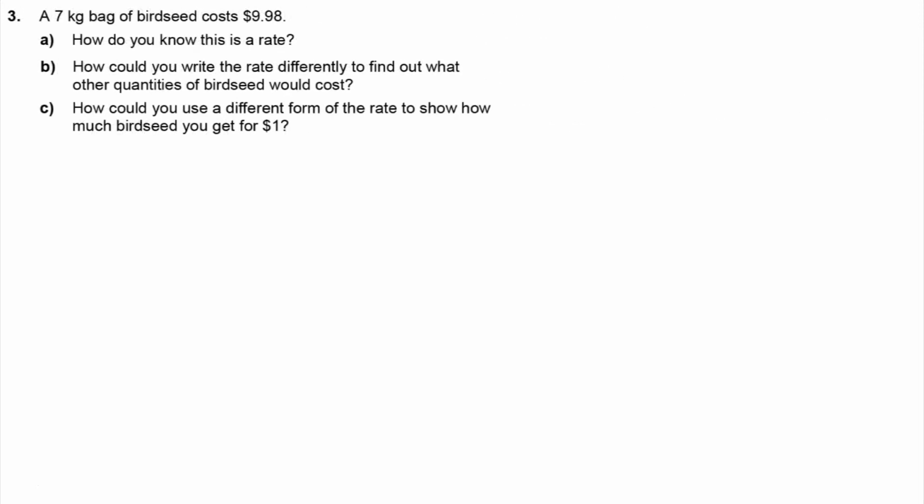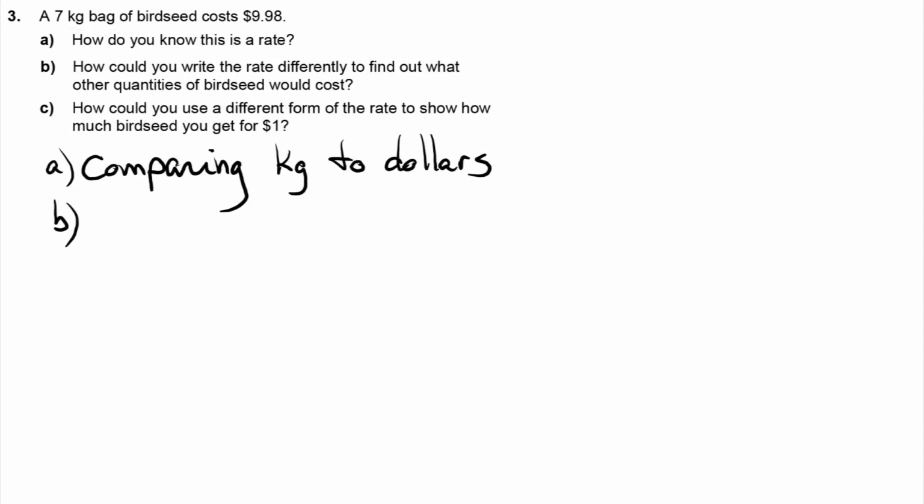A 7 kilogram bag of birdseed costs $9.98. How do you know this is a rate? Well, we know it's a rate because we're comparing two different quantities, right? We've got kilograms being compared to dollars. How could you write the rate differently to find out what other quantities of birdseed would cost?